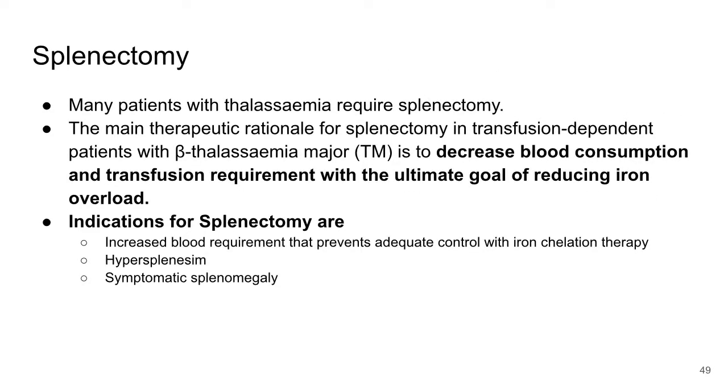Many patients with thalassemia require splenectomy. The main therapeutic rationale for splenectomy in transfusion dependent patients with beta thalassemia major is to decrease blood consumption and transfusion requirement with the ultimate goal of reducing iron overload. The indications for splenectomy are increased blood requirement that prevents adequate control with iron chelation therapy, hypersplenism, and symptomatic splenomegaly.